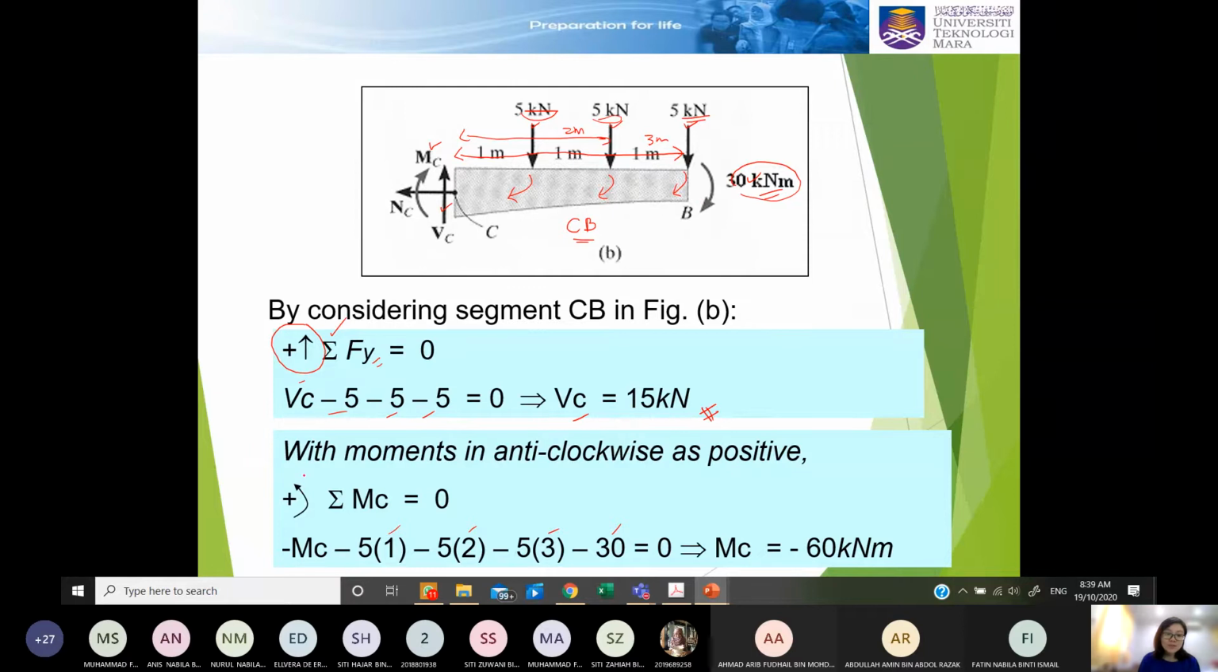But this assumption here puts counterclockwise as positive. It is up to you, if you want to put clockwise as positive, as long as you follow the right assumptions. Now since counterclockwise is positive, this clockwise will be negative, negative, negative, negative, correct? And then this MC also clockwise. So all of these moments are negative. Then you can solve for your MC. MC is negative 60 kilonewton meter.